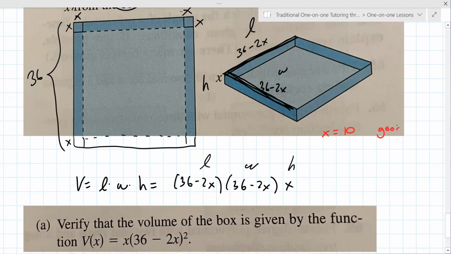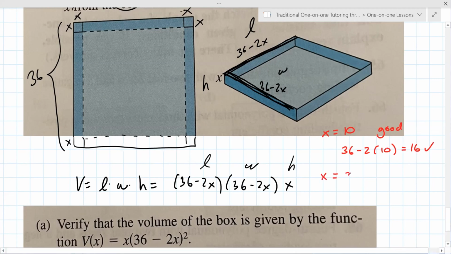That's good because 36 minus 2 times 10 is 16. No big deal, right? But let's say X is 20. Well, 36 minus 2 times 20 is -4. That's bad.